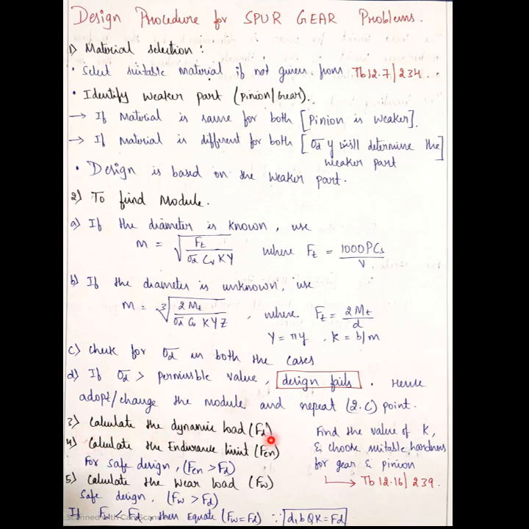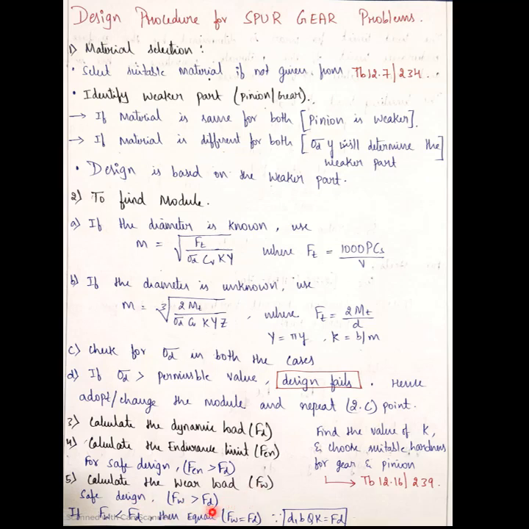Third step: calculate the dynamic load. Next, calculate the endurance limit. We have to check for a safe design, that is, the endurance limit must be greater than the dynamic load. Next, calculate the wear load. Similarly, for a safe design, the wear load must be greater than the dynamic load.